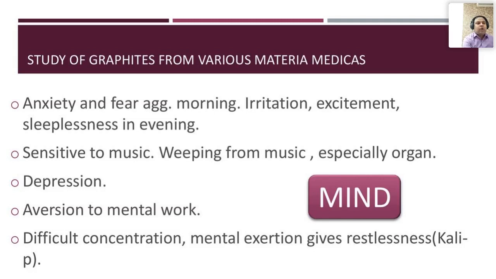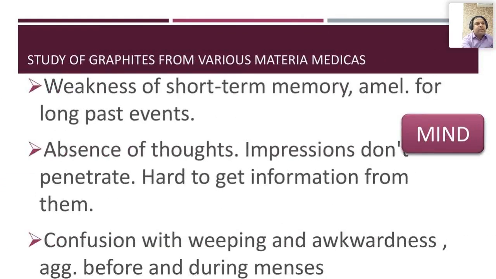So weakness of short-term memory, but distinct memory of the past events. We will have an explanation of this. Absence of thoughts, impressions do not penetrate. We'll have a detailed explanation of this further. Hard to get information from them. Confusion with weeping and awkwardness, aggravation before and during menses. So this was, in a nutshell, the mental symptoms of graphites. Now we'll see the mental symptoms of graphites in detail.